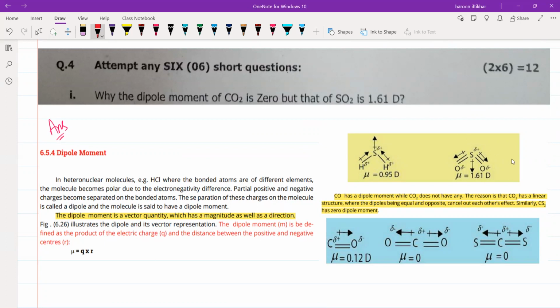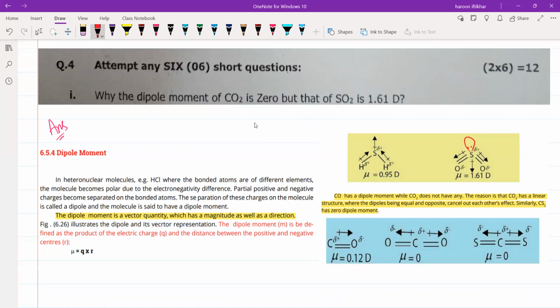As you can see, there are two lone pairs on oxygen and one lone pair on sulfur in sulfur dioxide. So sulfur dioxide is not a linear structure, and dipole moment is always a vector quantity. So we have unequal distribution of electrons around the central atom. Therefore, it has a dipole moment of 1.61 D, while in carbon dioxide you can see we have equal forces of attraction on both sides. The vector sum will be equal to 0. So dipole moment is a vector quantity, having magnitude as well as direction.